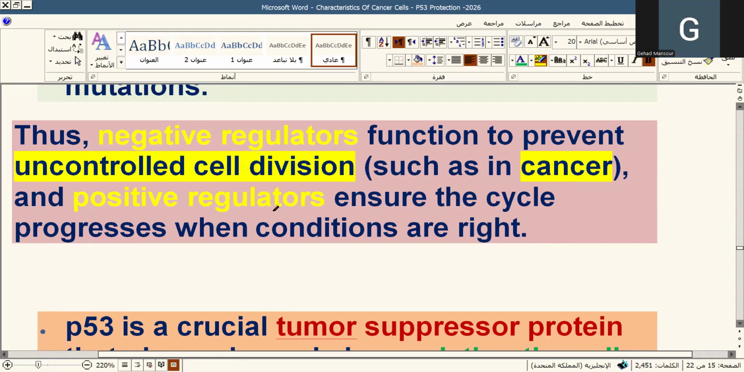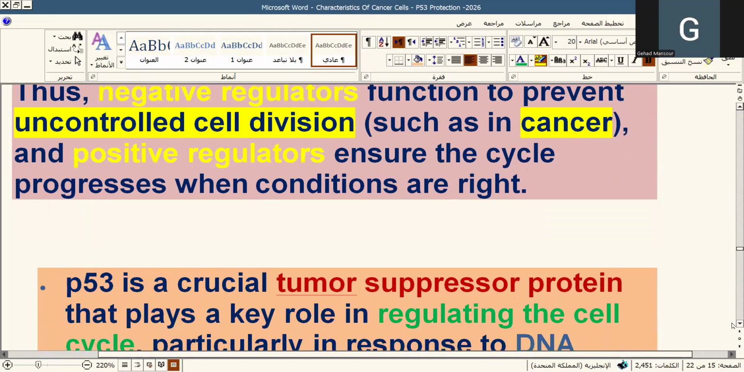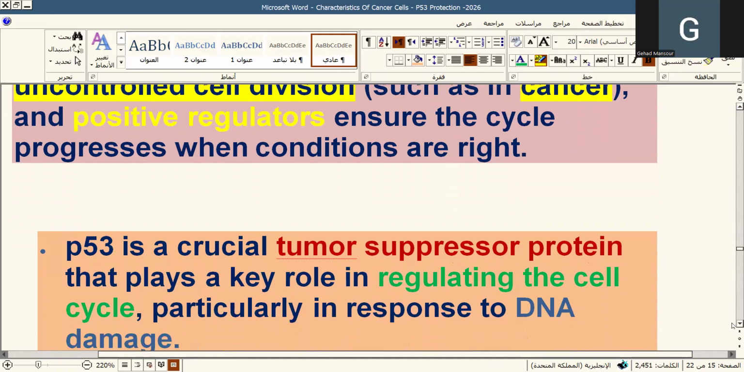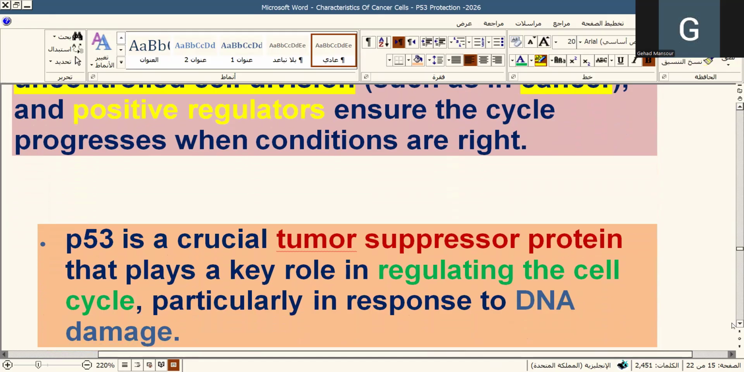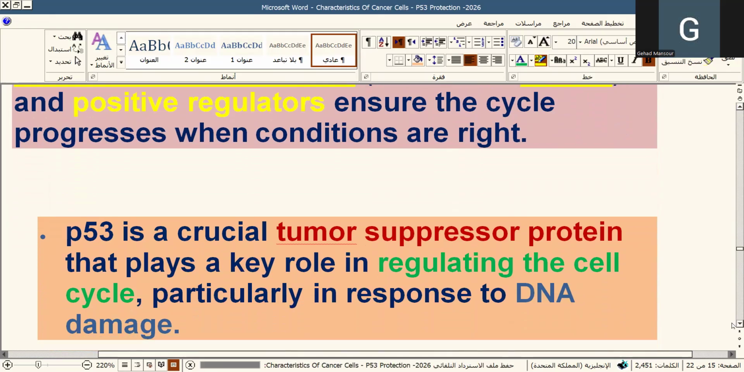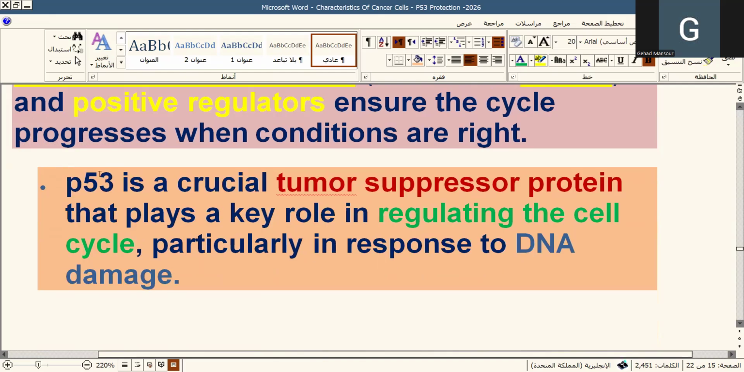On the other hand, we have positive cell cycle regulators, which we talked about in the previous videos, and we can refer to those videos to review the information, like the cyclins and the CDKs, or the cyclin-dependent kinases. The positive regulators, on the other hand, ensure that the cell cycle progresses with a good pace that is adequate for the needs of the cell.